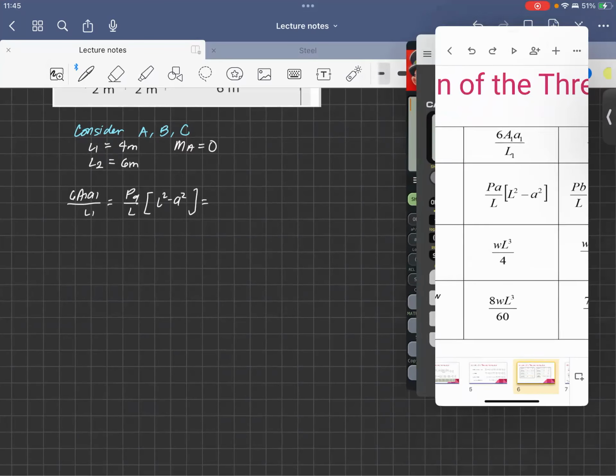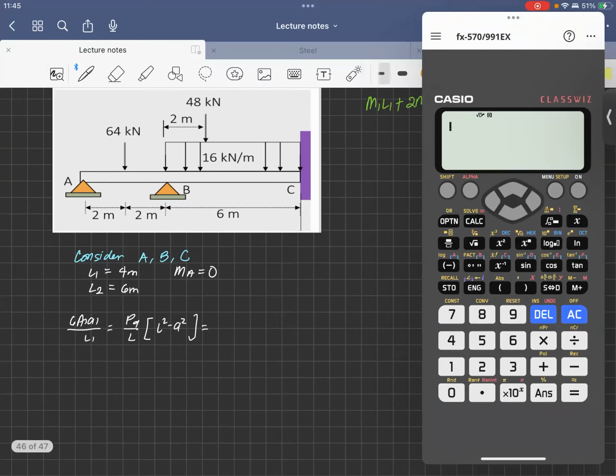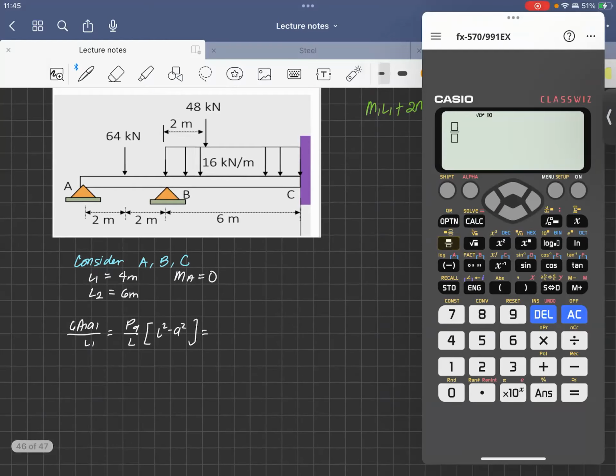So, I'm just going to substitute. So, lagay natin. Ang value ng P is 64. Your A is 2. Over your length is 4 times 4 squared minus 2 squared. Right. So, we have 384.